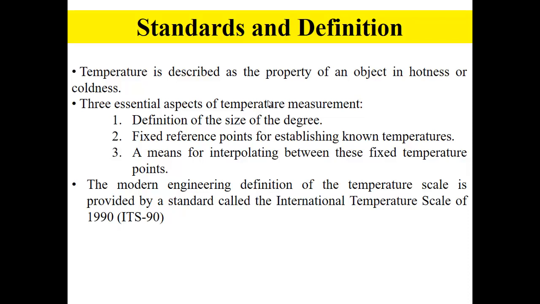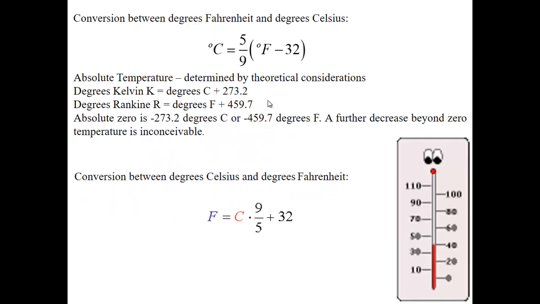Okay, the modern engineering definition of the temperature scale is provided by a standard called the International Temperature Scale of 1990, or we call as ITS-90. Okay, they have their own standard that need to follow when we talk about temperature measurement.